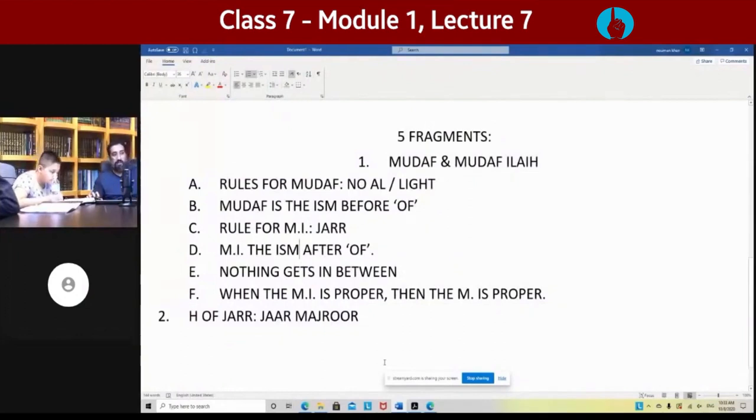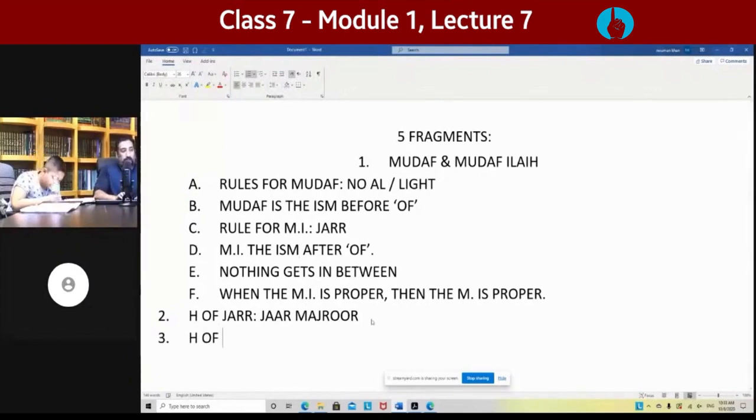Number 1 was mudaf ilayh. Number 2 is jar majroor, and you know them by heart: bi, ta, kaf, lam, waw, min, fi, an, ala, hatta, ila. Some poor soul online asked, "Do I have to know the meanings of the jar majroor?" Not yet. Will you have to know them eventually? Yeah, when I tell you. Right now, all I told you is just say it like you mean it. That's jar majroor.